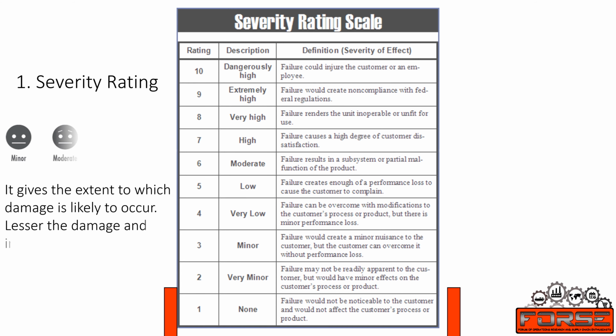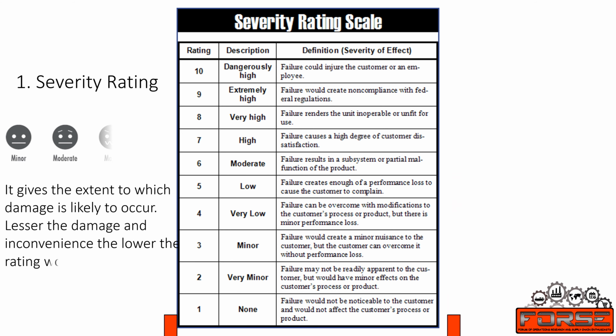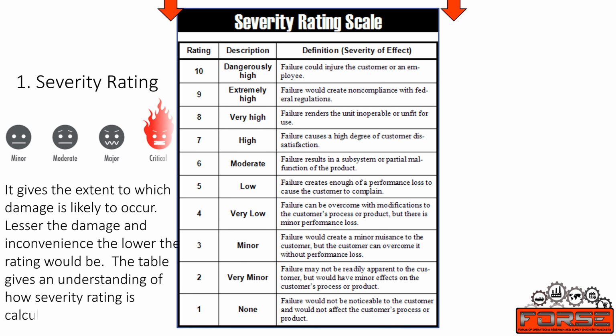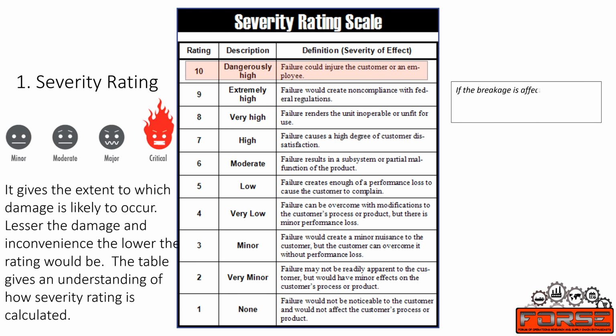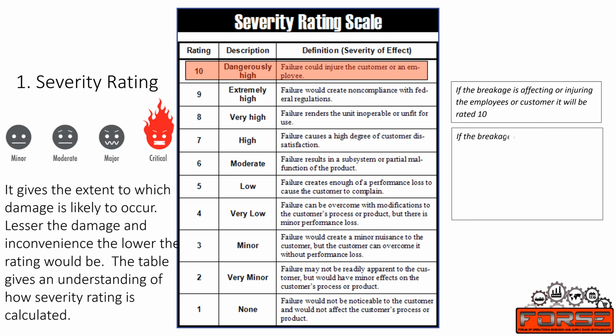Severity rating gives the extent to which the damage is likely to occur. Lesser the damage and inconvenience, the lower the rating would be. This table gives an understanding of how the severity rating is calculated. For example, if the breakage is affecting or injuring the employees or customer, it will be rated 10. If the breakage of the bottle results in failure of the subsystem, then it will be rated as very high.